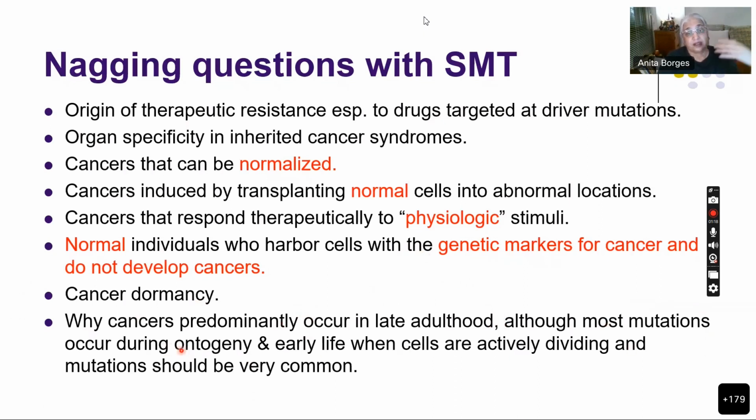They're dividing in early ontogeny. That means in embryological and early life, when the cells are actively dividing, mutation should be very common. And yet, when is the incidence of cancer highest? It's in late adulthood. So it's almost as if we have to be senescent enough to get cancers. Now, all of these questions need answers.